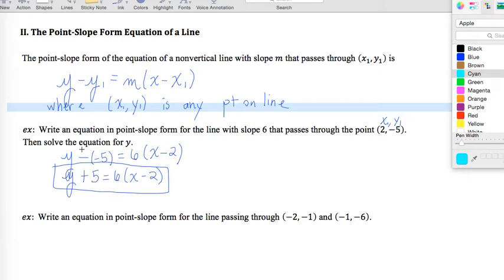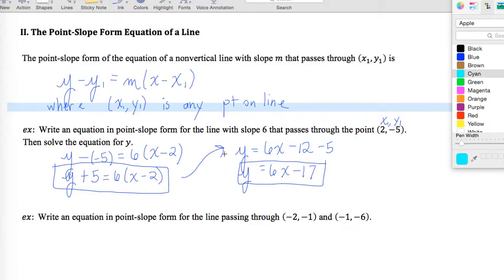Basically, you would just need to simplify the minus and negative. So, and then if we solve for y, we get y equals 6x, distributing the 6, minus 12. And then if I subtract the 5 from both sides, I'll have a minus 5 out there. Or y equals 6x minus 17 is another form, essentially slope-intercept form, for the equation of the line.